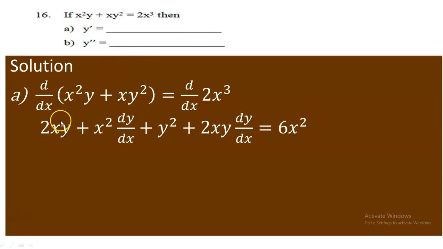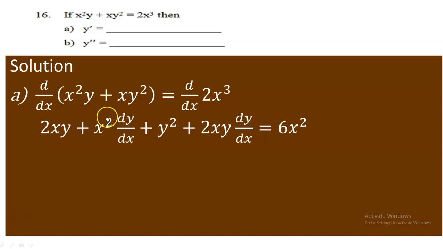Look, the derivative of x squared is 2x, times y, plus now y's turn to be differentiated. Take x squared as it is, and when you take the derivative of y with respect to x, you have dy over dx. Then plus comes, this plus is directly taken from this one.